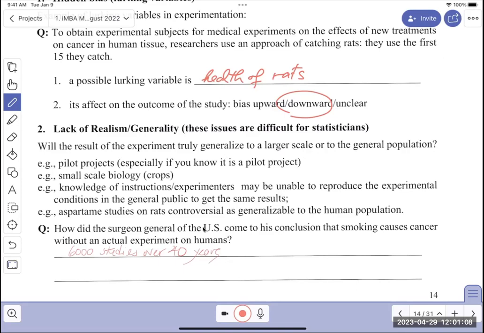Professor, could I stay to ask you a question? Sure. Let me turn off the recording.